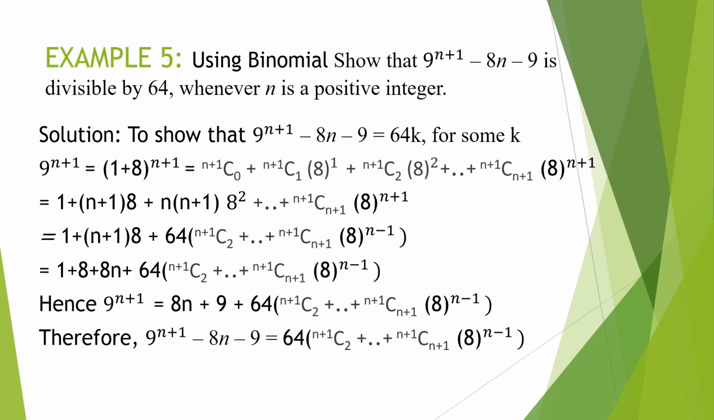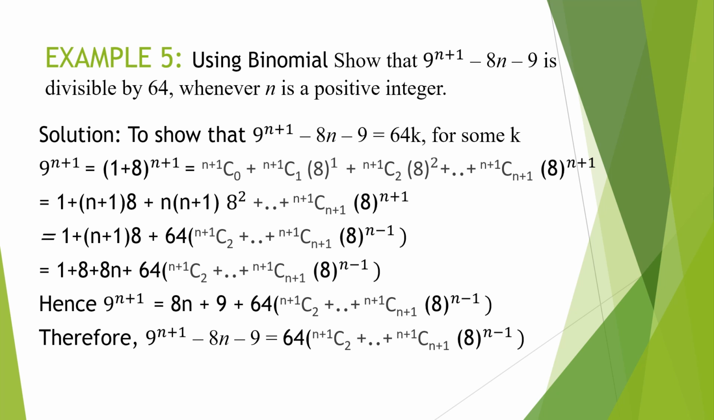Now just simplify this and just bring the terms having 64 together. That means all the terms after the first two terms will have 64 and then other powers of 8. So you can write this as 1 plus (n+1) into 8 plus 64 into (n+1)C2 up till (n+1)C(n+1).